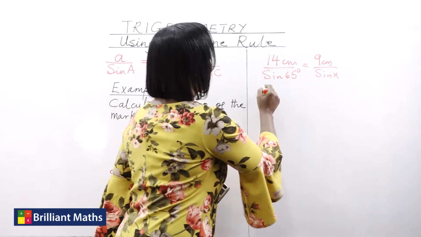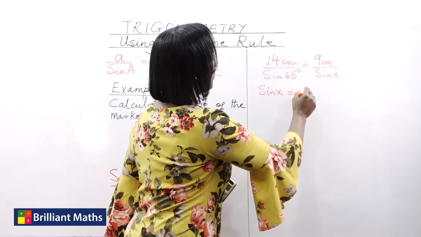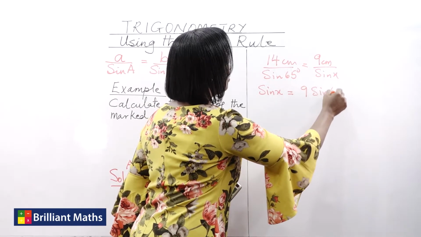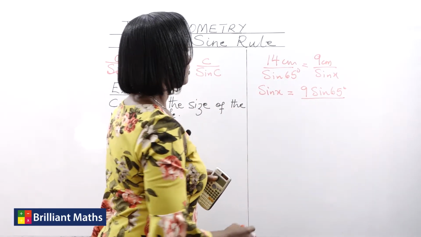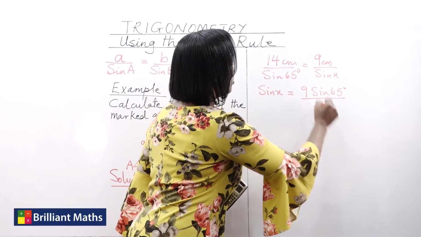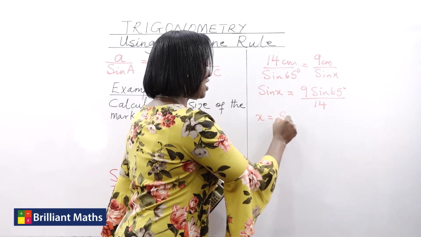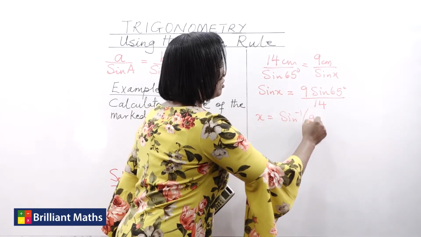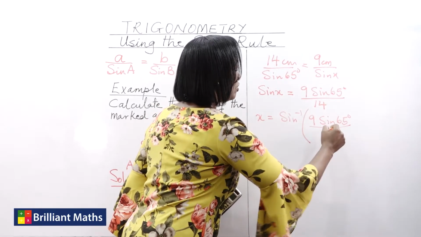So that sine x is equal to 9 sine 65 degrees over 14. So angle x will be the sine inverse of 9 sine 65 degrees over 14.